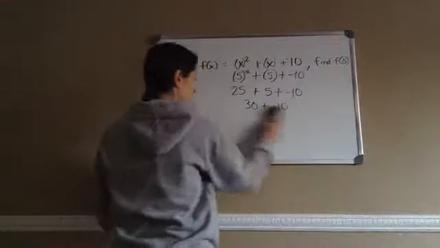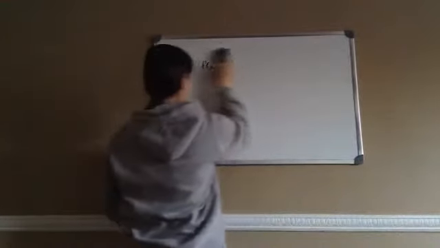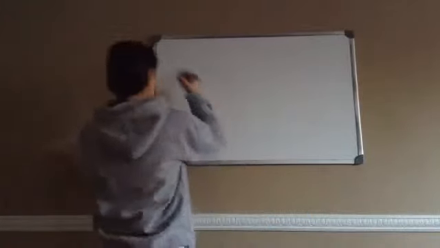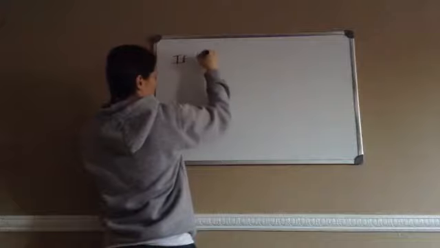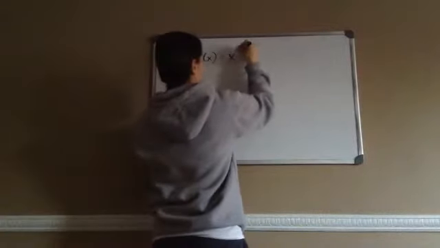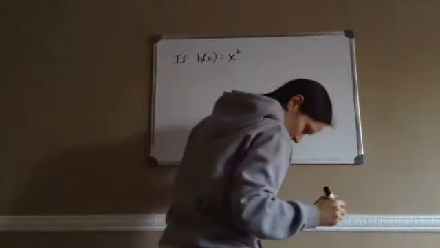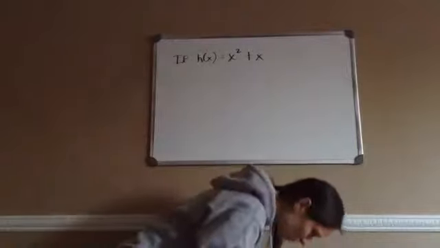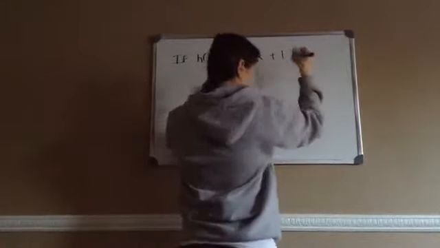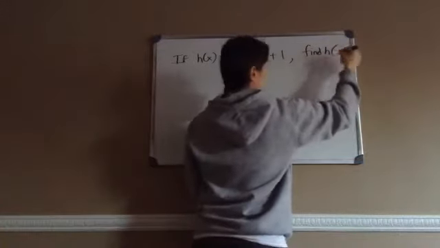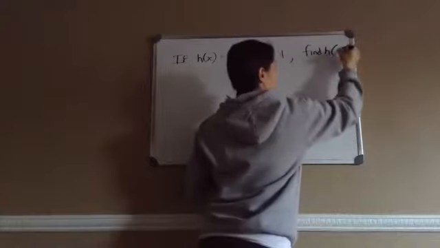Let's try another one. Sometimes it's not going to make as much sense because they're going to be letters instead of numbers. That always gets confusing. For example, here's a letter one. Now this time they do h of x, still the same kind of thing. If h of x equals x squared plus x plus 1, then it says find h of a squared.